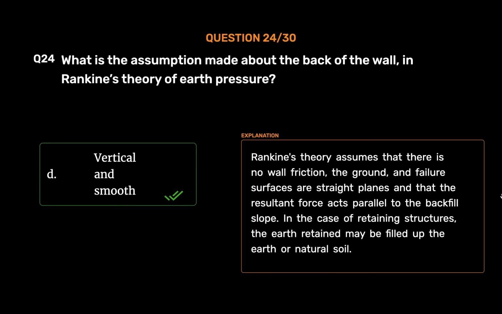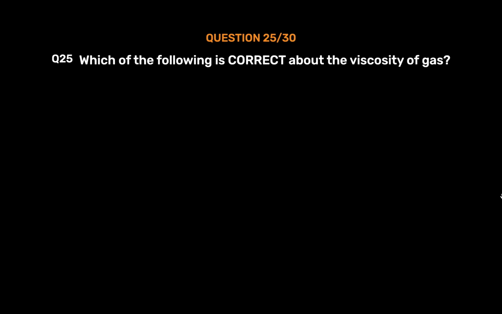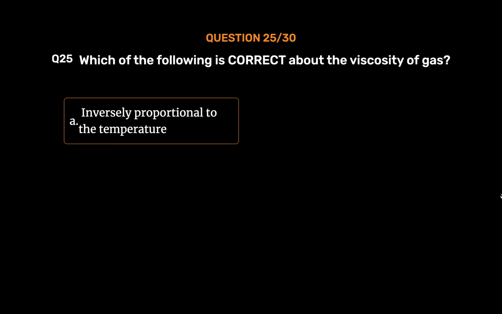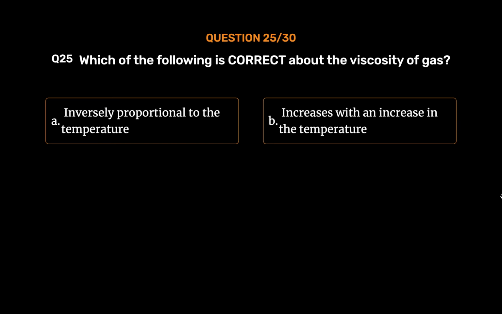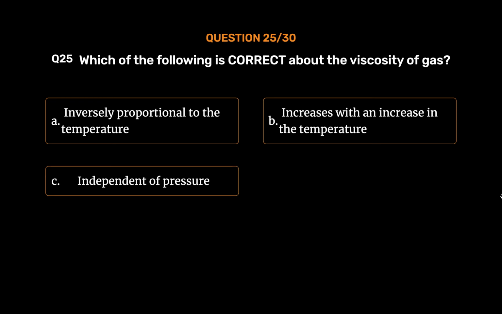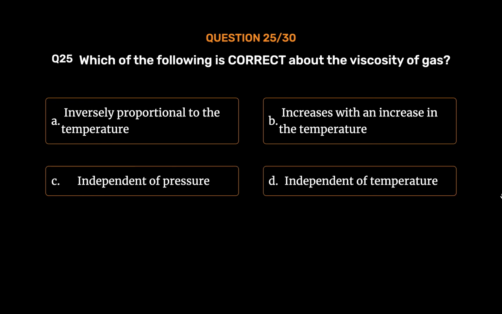In the case of retaining structures, the earth retained may be filled up earth or natural soil. Question number 25. Which of the following is correct about the viscosity of gas? Option A. Inversely proportional to the temperature. Option B. Increases with an increase in the temperature. Option C. Independent of pressure. Option D. Independent of temperature. The correct answer is option B.